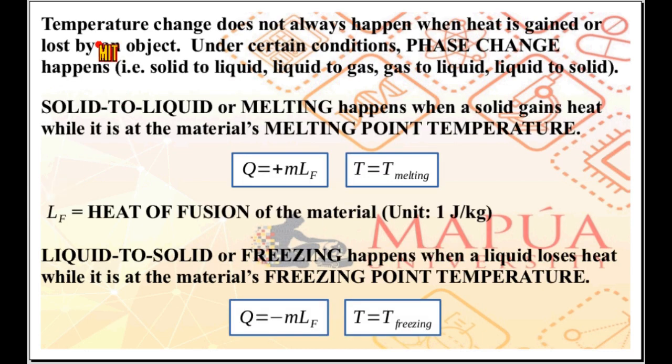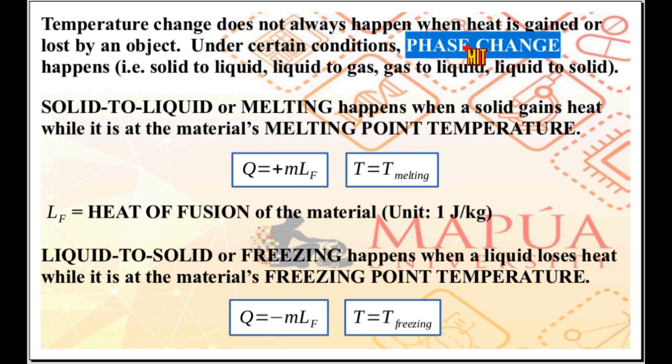In the previous video, we talked about how when an object gains or loses heat energy, the object's temperature will change. But note that temperature change does not always happen when heat is gained or lost by an object. Under certain conditions, phase change will happen. When we say phase change, we're talking about transition from solid to liquid, or liquid to gas, or gas to liquid, or liquid to solid. So under certain conditions, instead of temperature change, phase change happens.